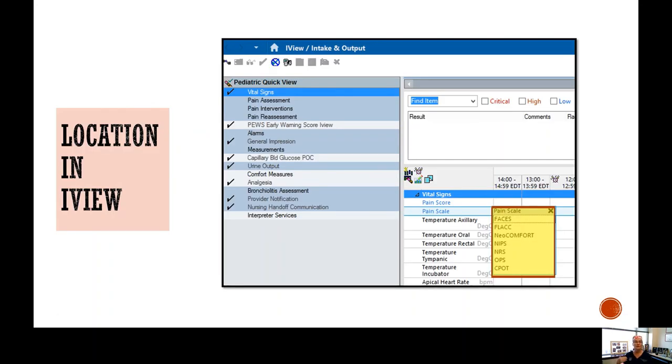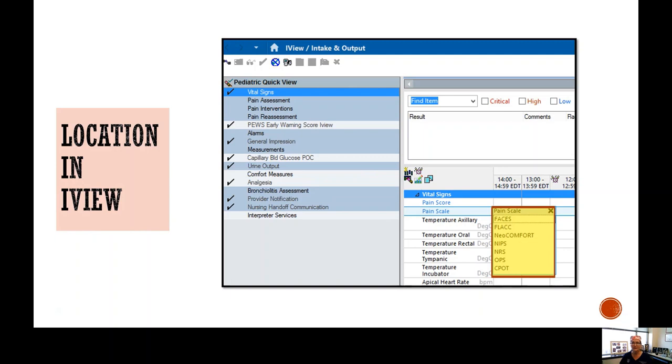So first, I want to talk to you about the location, iView. So AUMC and CHOG, we're going to do all that charting in iView. University Hospital is different. Our charts are going to open to that pediatric quick view when we click on iView, or the adult quick view, depending on what patient population you're working with. And that's the top part that has the vital signs. And you see at the top in blue, we have pain score and pain scale. If you double click in the box next to the pain scale, it's going to give you the drop down menu of all the approved pain scales that we can use in AUMC and CHOG.